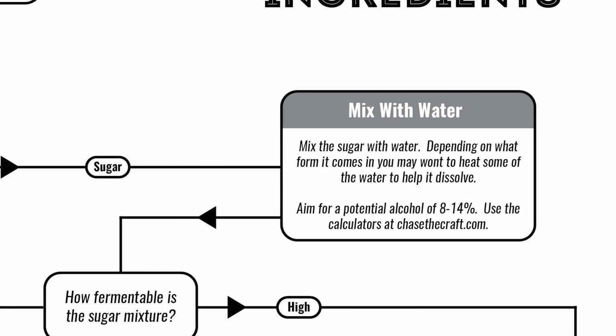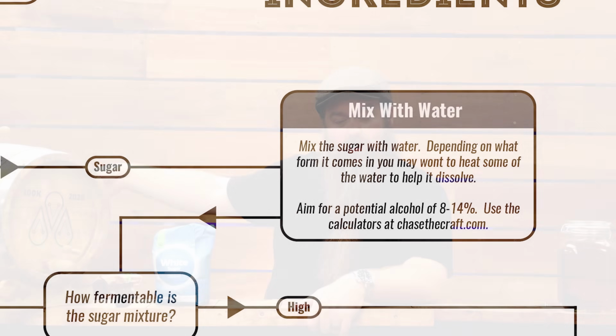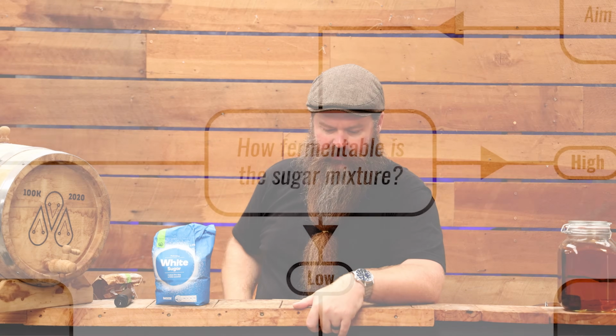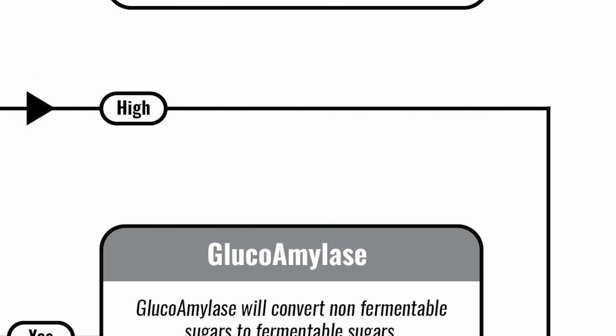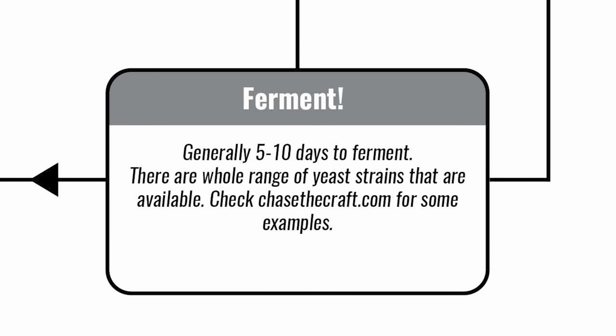Number two, are they starches or simple sugars? Simple sugars. So we mix it with water and we aim for 8 to 14% potential alcohol, and you can use the calculator on chasercraft.com to do that. There's a sugar calculator there. You can translate that into things like this relatively easy too, with a little bit of work on your part if you want to. And then we need to ask the question, is that solution that we've created highly fermentable? And the answer is yeah, it really is. It's like 99% fermentable, and it's going to ferment out easily, so let's ferment it.